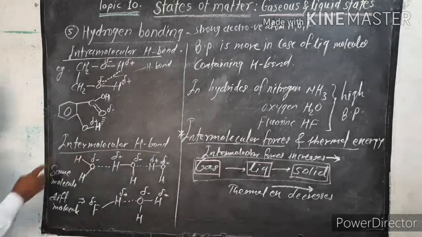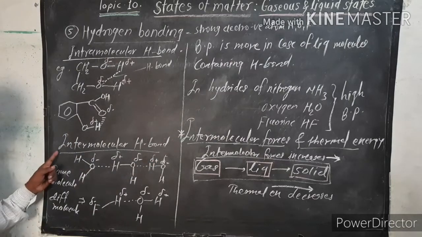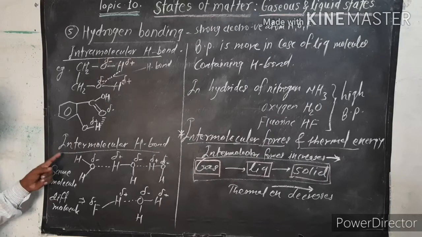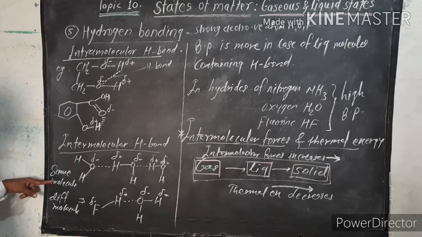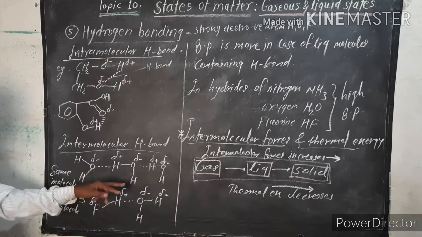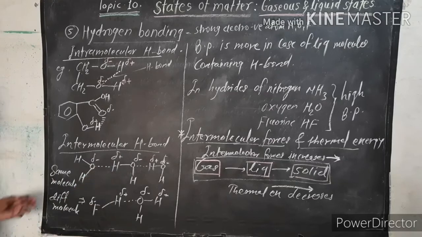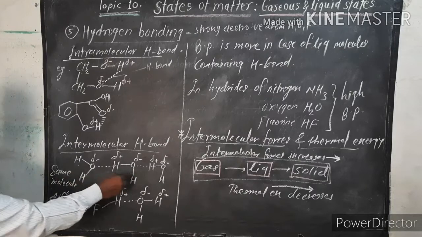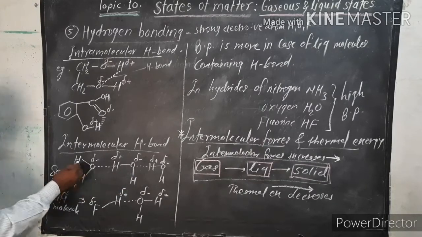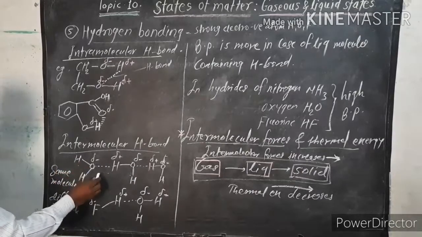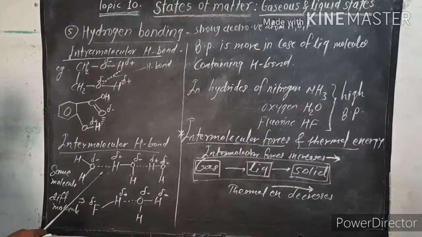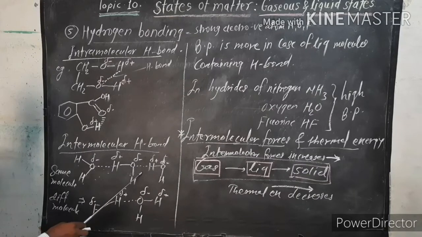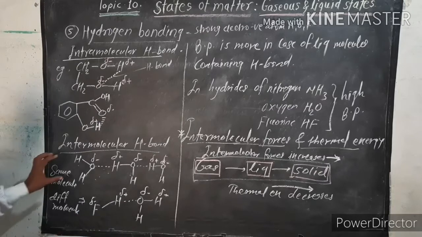The second one is the intermolecular hydrogen bond. Intermolecular hydrogen bond means what? The hydrogen bond formed between the same kind of molecules or maybe different molecules. For example, two molecules of water. Within these water molecules, hydrogen bond formation takes place. Look here, this is H-O-H, and this is the hydrogen bond formation. This is another water molecule, the same molecule example.